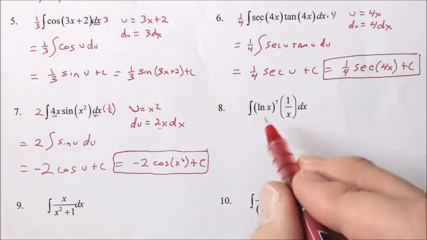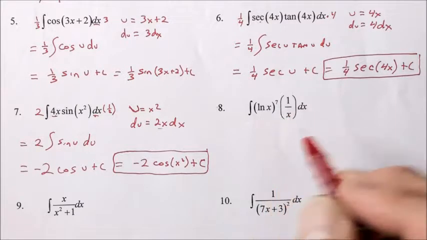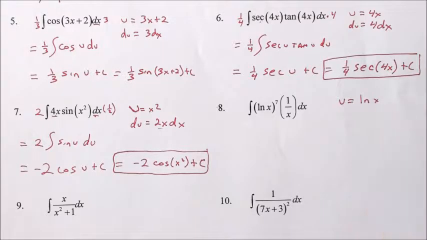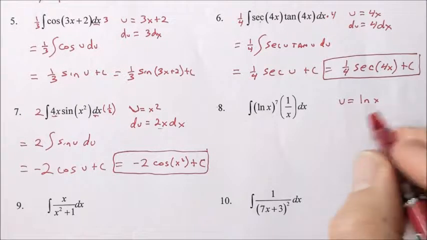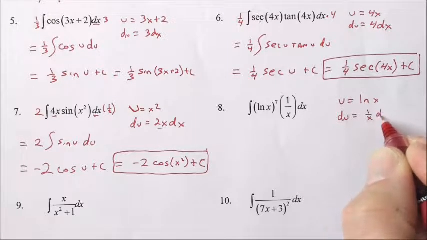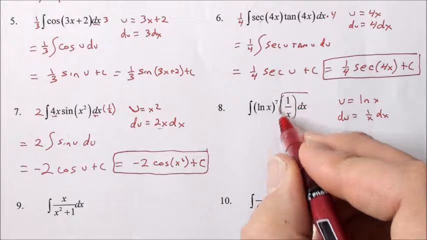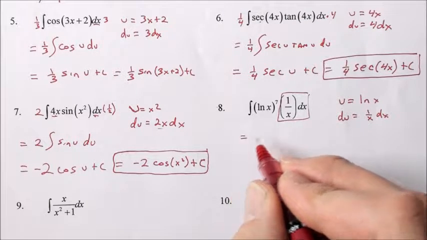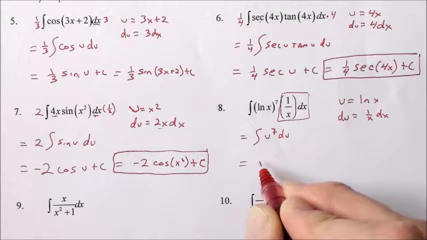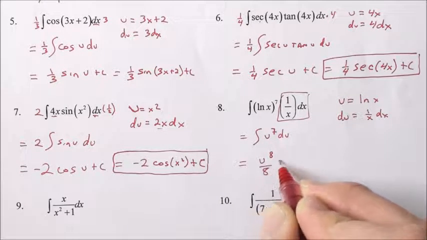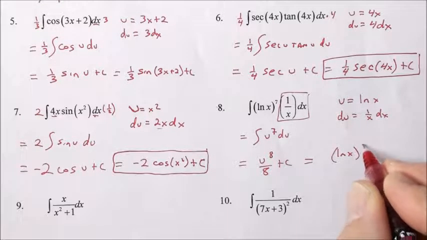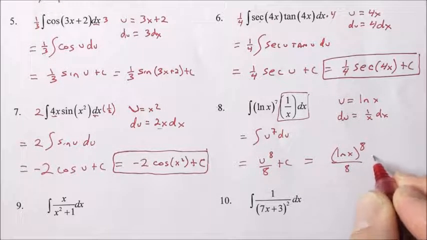All right, now, natural log of x to the 7th. Something to the 7th power, that something is probably our u. And sure enough it is. If u is the natural log of x, then du will be the derivative, which is 1 over x dx. And what a coincidence, we have 1 over x dx. So this substitutes into u to the 7th du, which antiderives to u to the 8th over 8 plus C, which subs back in as the natural log of x to the 8th power over 8 plus C.